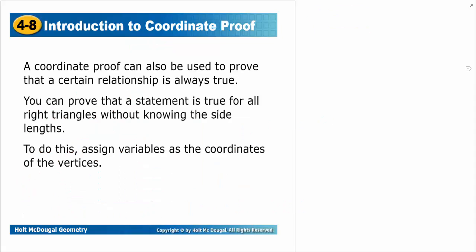Alright, so this is just information here, so again I'm going to keep reading through that to make sure we're all on the same page. So again, a coordinate proof can also be used to prove that a certain relationship is always true. This is going to be using not just numbers, but variables or letters. So you can prove that a statement is true for all right triangles without knowing the side lengths. You can just call them A, B, or X, Y, or things like that. So we're just going to assign variables to those in order for that to work out.